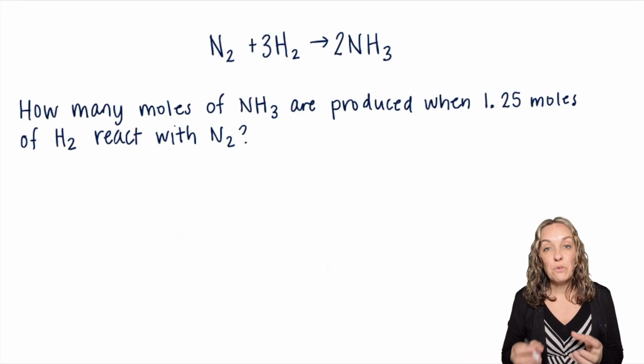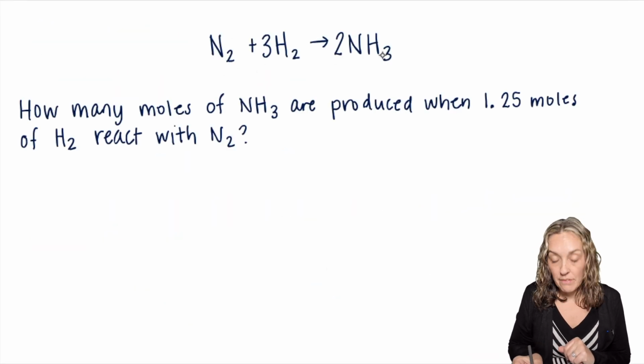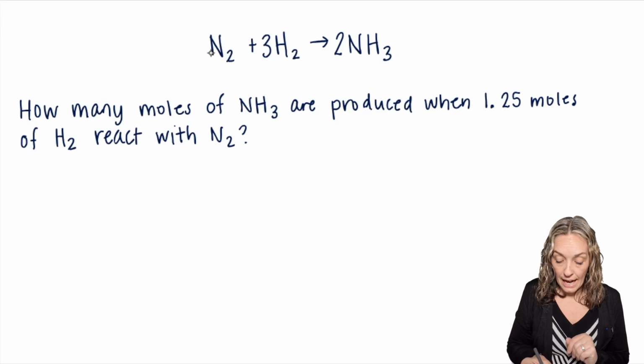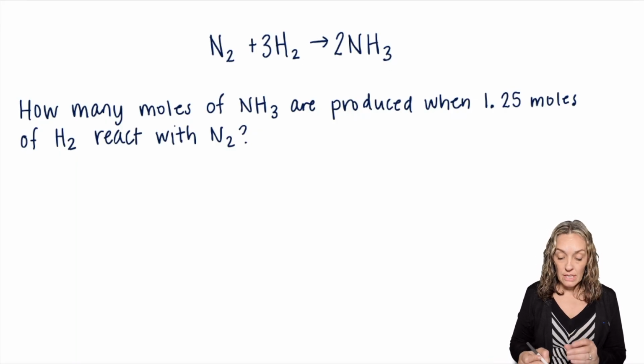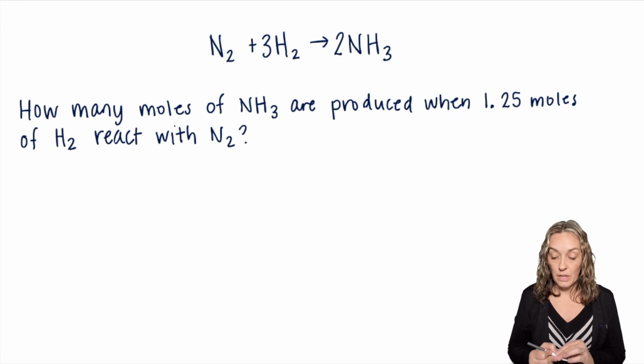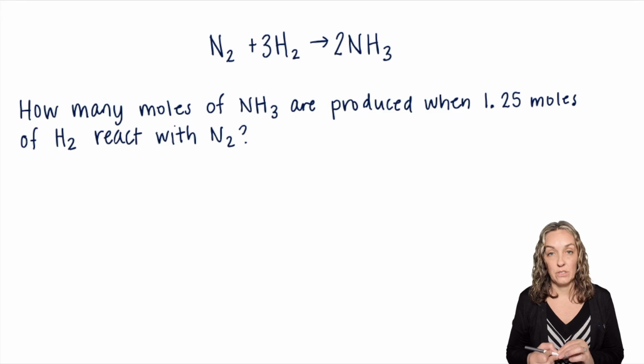Instead of a recipe, notice that I now have a chemical equation. I know that N2 reacts with 3 H2s to produce 2 NH3. The question is asking me how many moles of NH3 are produced when 1.25 moles of H2 react with N2.